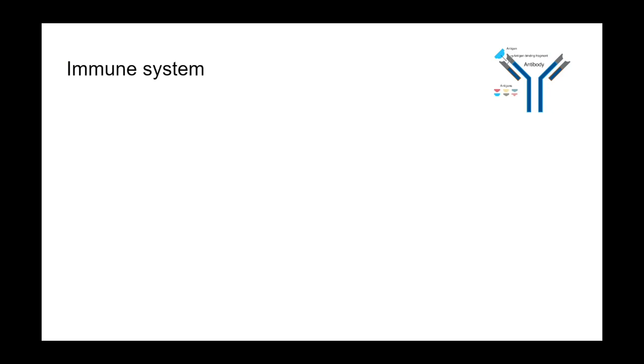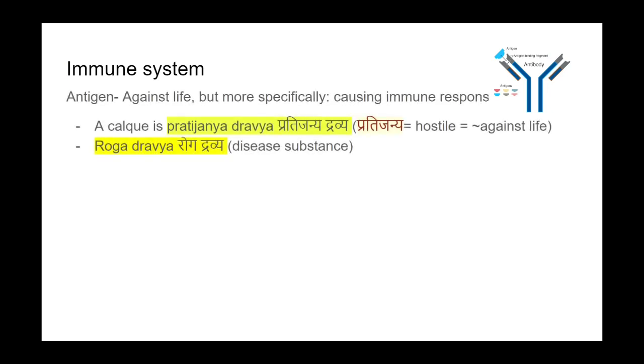So let's change the subject to the immune system. Now, an antigen is what the immune system responds to. It's against life, but antigens are substances that cause an immune response to anything, be it a chemical or an organism. So an antigen would be pratijanya dravya. Pratijanya means hostile, which is roughly against life. Then there's also roga dravya, meaning a disease substance or a substance that causes ailment. So I'd say the former is to be used for formal situations and the latter is for more colloquial situations, but it's up to the user.